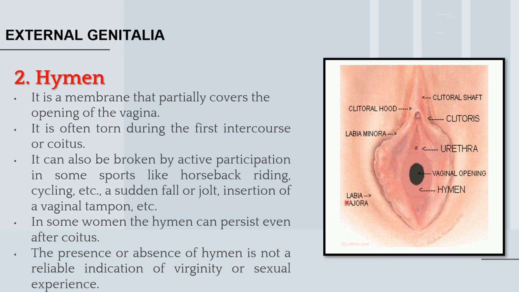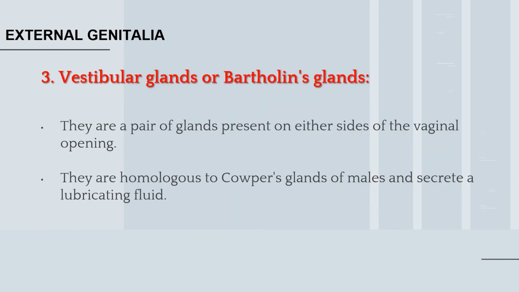So the Bartholin's glands in females and the Cowper's glands in males are homologous to each other, meaning they function similarly because both glands secrete a fluid that acts as a lubricant. So this is all about the vestibular glands, which are also known as Bartholin's glands.